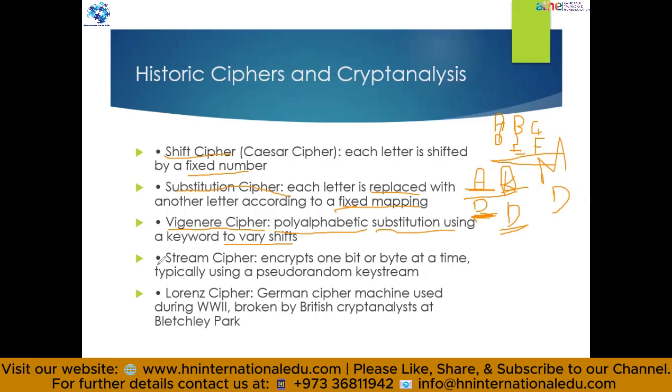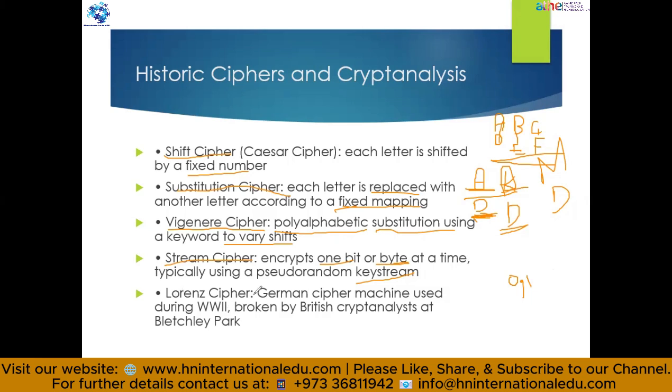Then it comes to the stream cipher, which encrypts one bit or a byte at a time, typically using a pseudorandom key stream. This can be used in coding, like we can encrypt one bit or maybe a byte. One bit means 0 and 1, and when it comes to the byte, a byte means 8 bits.